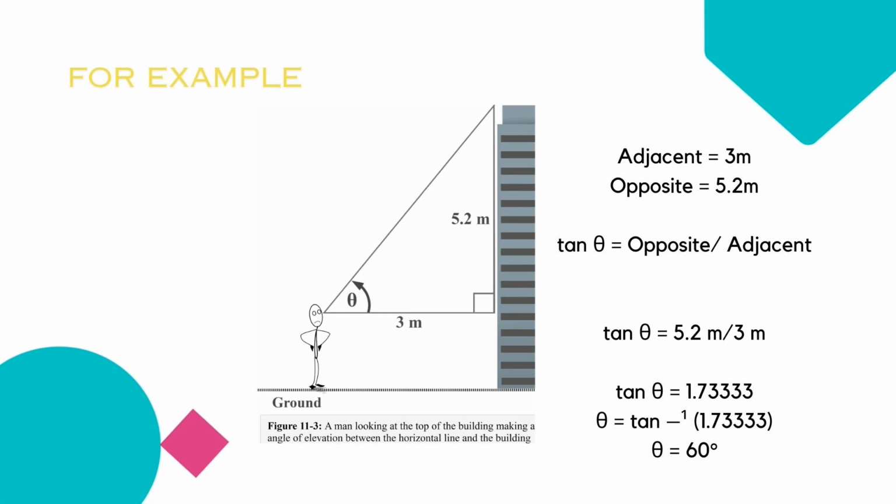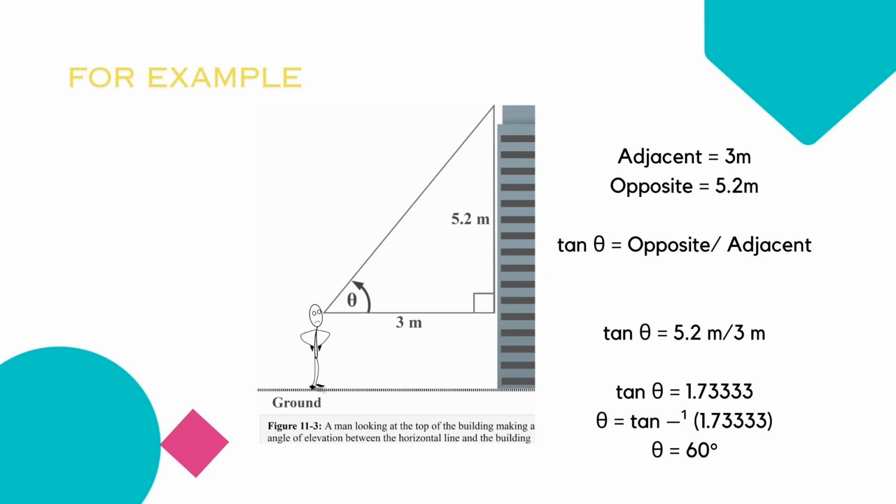For example, a man looking at the top of a building makes an angle of elevation between the horizontal line and the building. Our given is adjacent equals 3 meters and opposite 5.2 meters. So we will be using tangent. Our formula is tangent theta equals opposite over adjacent. So tangent theta equals 5.2 meters divided by 3 meters. You just substitute the given adjacent and opposite sides.